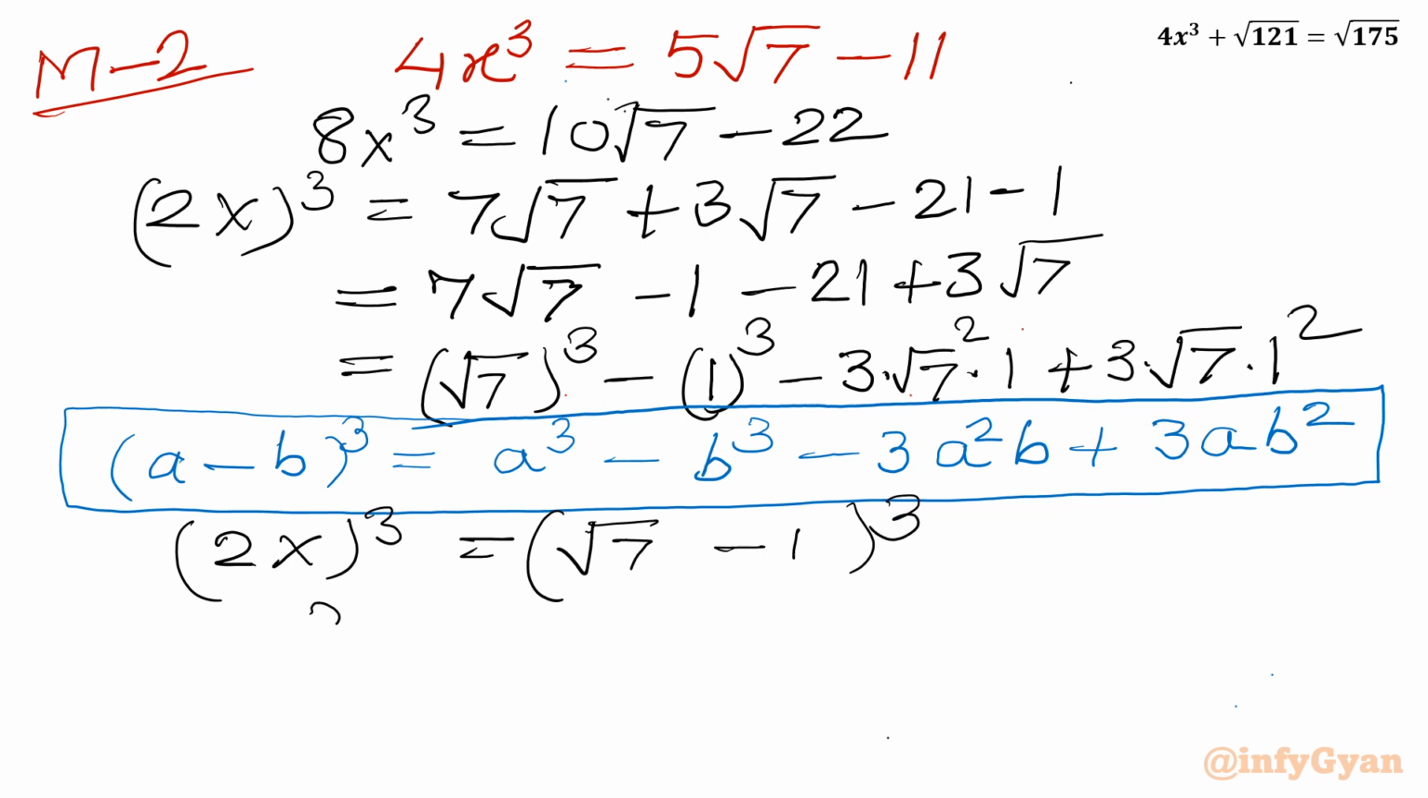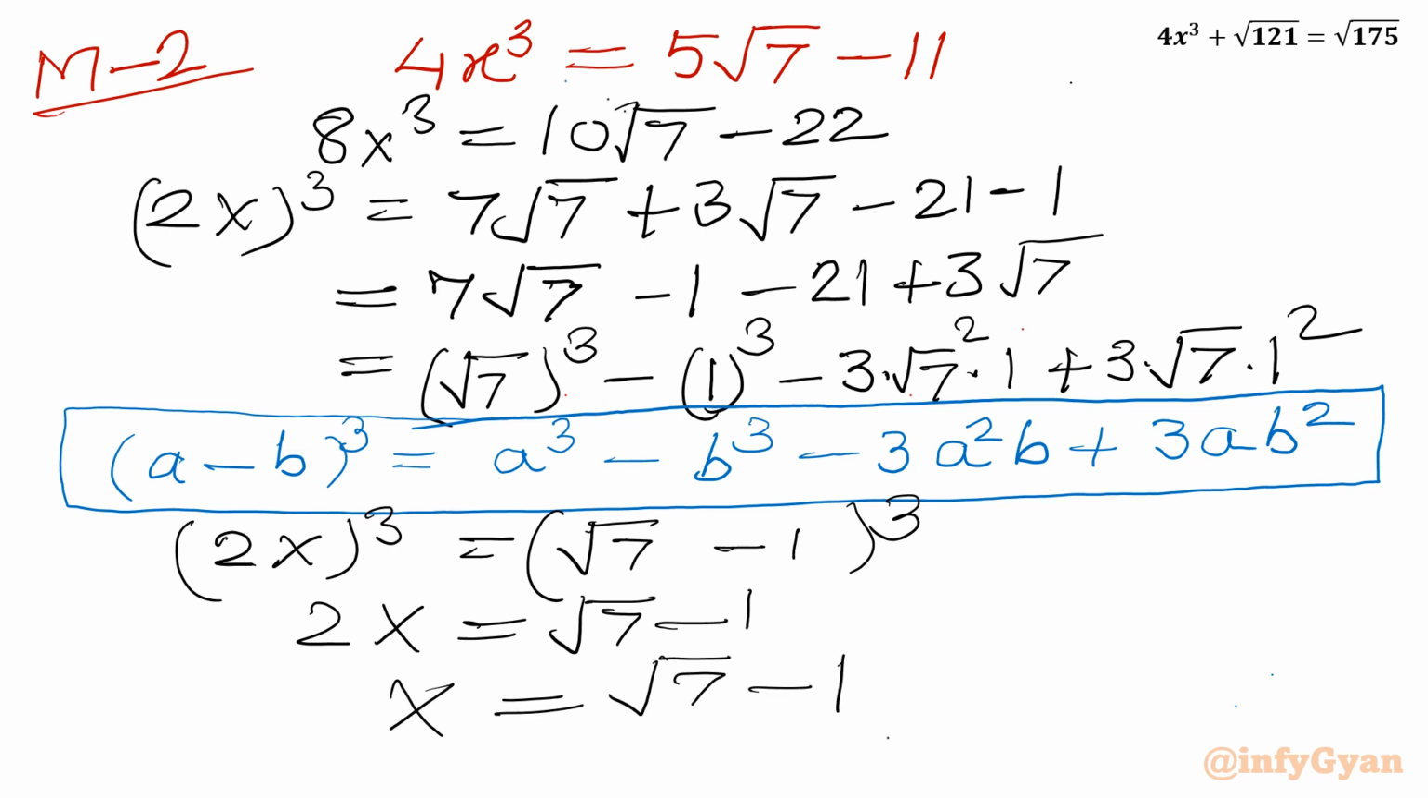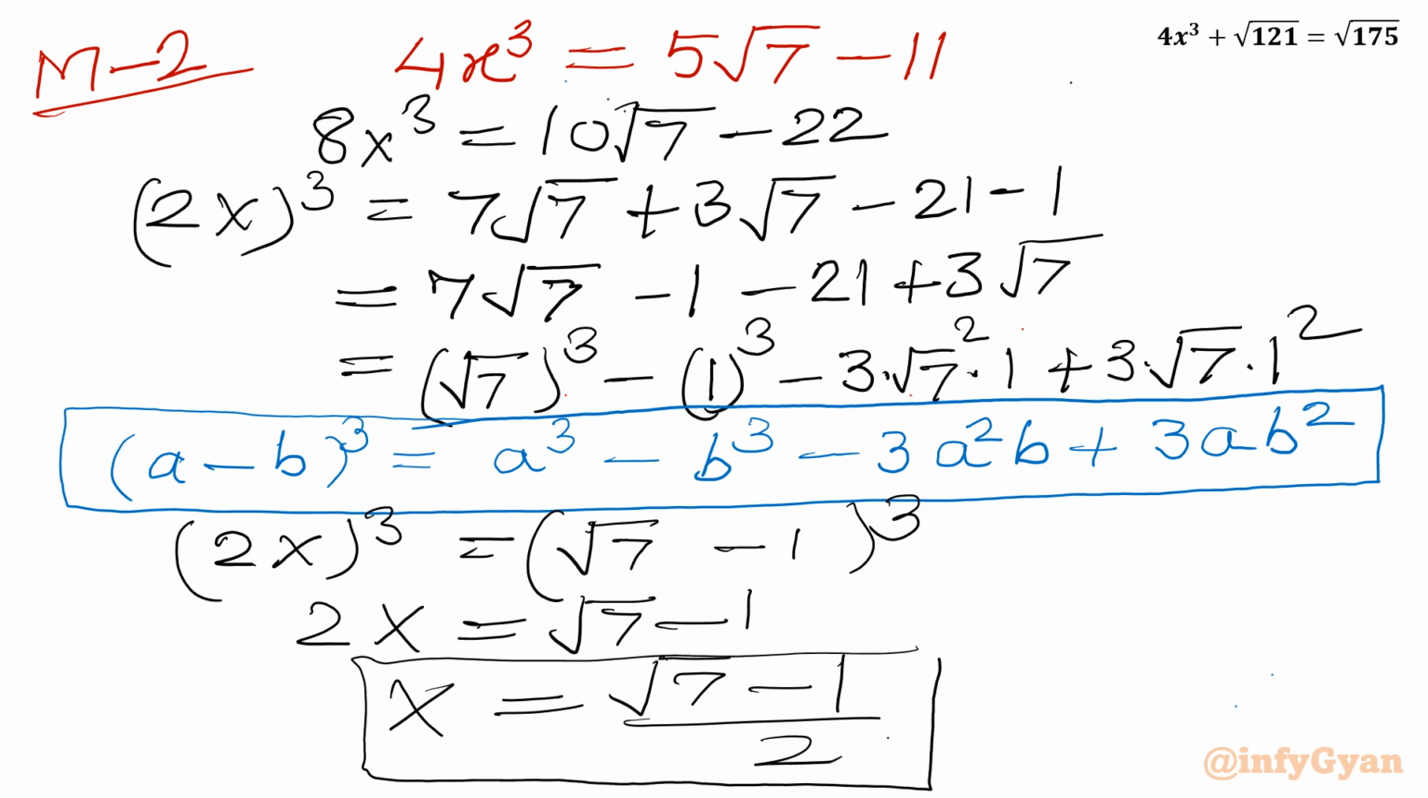Consider cube root on both sides. 2x will be equal to root 7 minus 1. So x will be equal to root 7 minus 1 over 2. So this is our final answer using the second method.